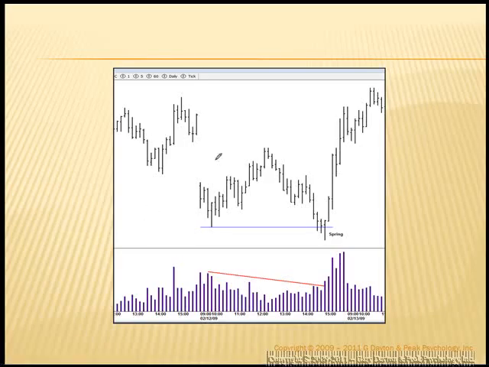Here's a nice clean example. Here we come down, we gap open, we see a little bit of buying, we come down and we spring it. And here's a good example where there was no testing whatsoever. So sometimes the spring will go much faster without a test. But again, it is rejecting lower prices. There's a failure to go lower after we dip down.